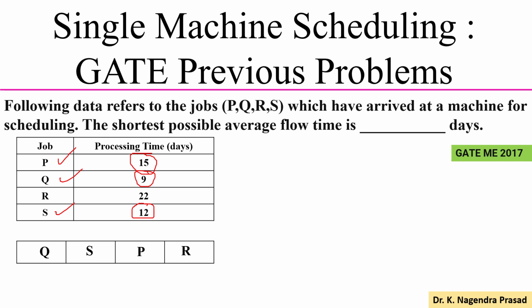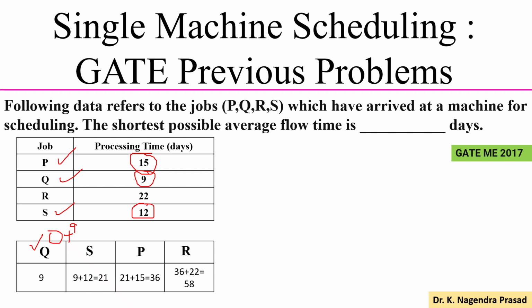Next we have to determine the flow time. For the flow time, first we start with the job Q. For the job Q, flow time is 0 plus processing time. The processing time is 9, so for the job Q, flow time is 9. And for the next job, the job S, flow time is the previous job flow time plus processing time. The processing time is 12, then 9 plus 12 is equal to 21.